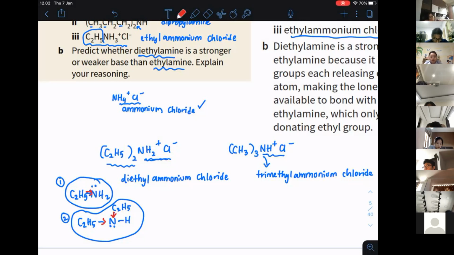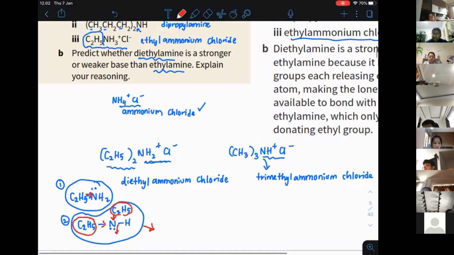No? Remember the concept that I mentioned just now: this one is going to be more available for bonding. Why? Because if you donate electrons, it's coming from two parts, this and here. So there are more electrons going towards the nitrogen. This electron will be pushed more to be available for bonding. So you can say it is pushed two times to be available for bonding, but here it's only pushed once.